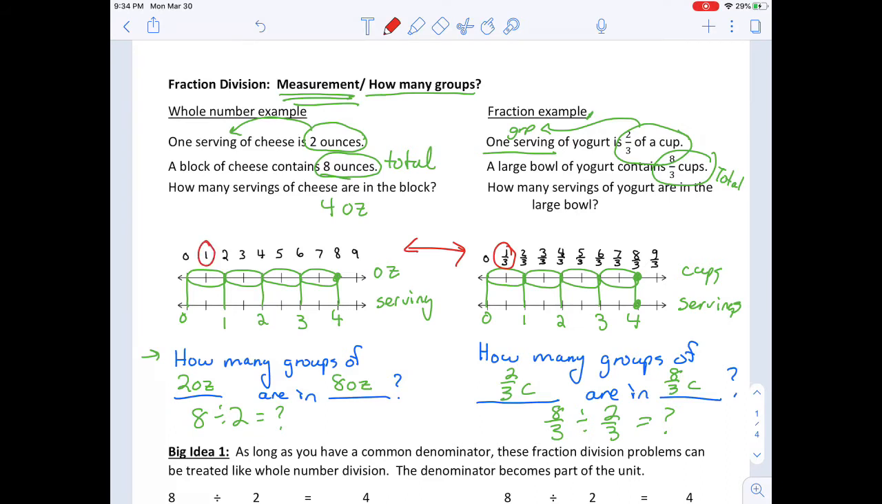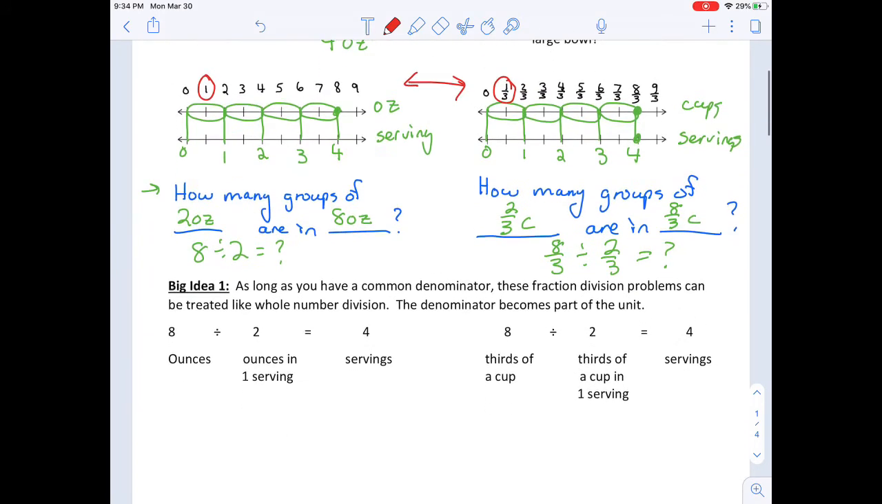So that takes us to a big idea. As long as you have a common denominator, so here we had the thirds, we can think of the fraction division problems like whole number division problems. We're going to roll the third into the unit because 8/3 is 8 parts, each worth 1/3 of a unit. So down here we can write this 8/3 of a cup. 2/3 of a cup is 1 serving, and that'll give me 4 servings. So we essentially have the same problem.